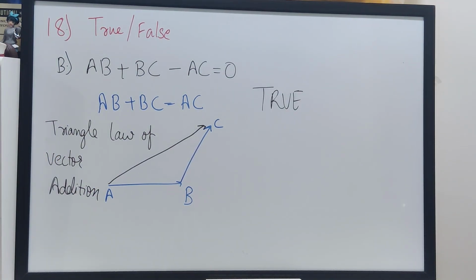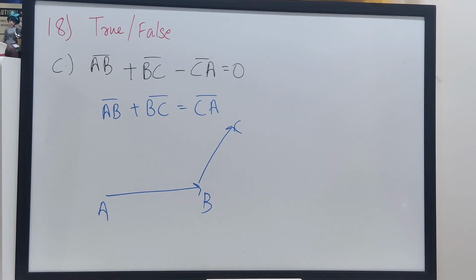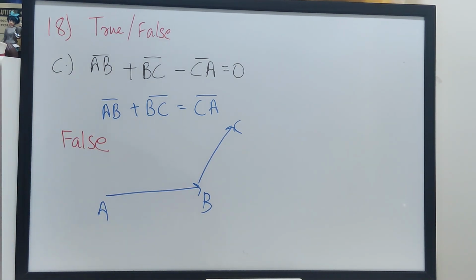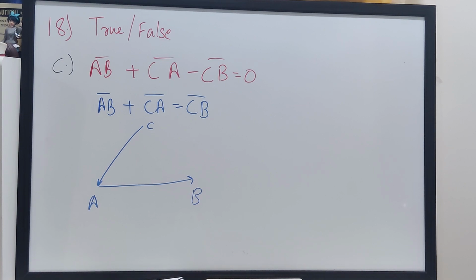Next question, AB plus BC minus CA is equal to 0. AB plus BC will be equal to CA. But can AB plus BC equal to CA? No, it's false because AB plus BC is equal to AC. So next is AB minus CB plus CA is equal to 0, which will be equal to AB plus CA is equal to CB. So this will be true.